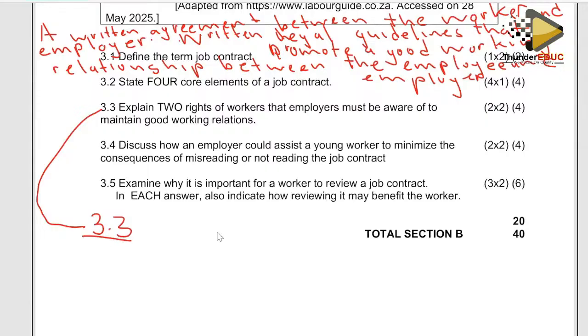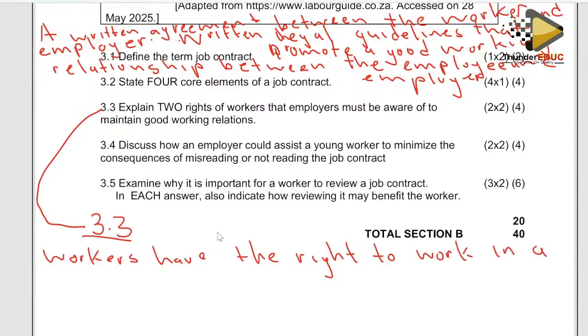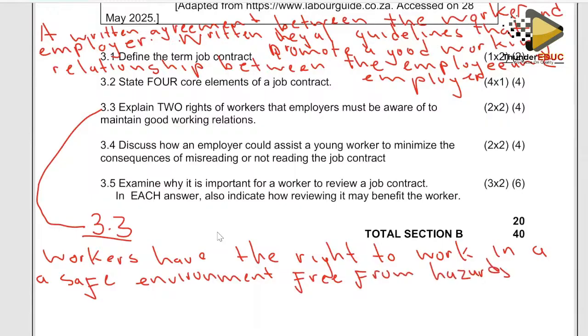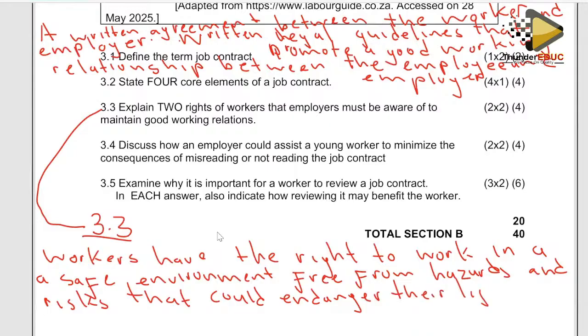So the rights include: workers have the right to work in a safe environment, free from hazards and risks that could endanger their life, health, or safety.